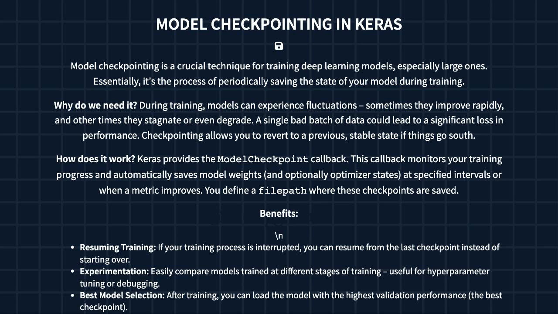Keras provides a handy callback called ModelCheckpoint that does all the heavy lifting for you. It automatically saves the model's weights at regular intervals or whenever it sees an improvement in your validation accuracy, making it super useful for experimenting with different settings and ensuring you always have the best performing model.